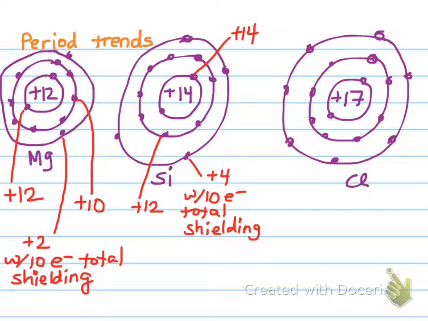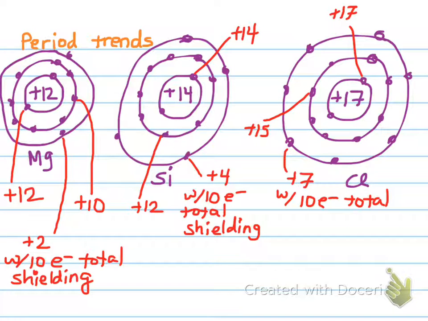When we look at chlorine, again, our first energy level is going to feel that plus 17 because there's no shielding. In our second energy level, we have a shielding effect of 2, so we're going to feel a plus 15 pull for those electrons in that second energy level. And in our third energy level, we're going to feel a pull of plus 7 because, again, we have 10 electrons in total completing our shielding in our first and second energy levels in chlorine.